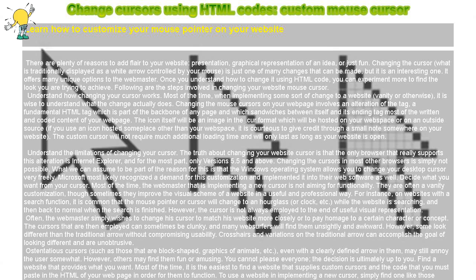However, the cursor is not always employed to the end of useful visual representation. Often, the webmaster simply wishes to change his cursor to match his website more closely or to pay homage to a certain character or concept. The cursors that are then employed can sometimes be clunky, and many web surfers will find them unsightly and awkward. However, some look different than the traditional arrow without compromising usability. Crosshairs and variations on the traditional arrow can accomplish the goal of looking different and are unobtrusive.